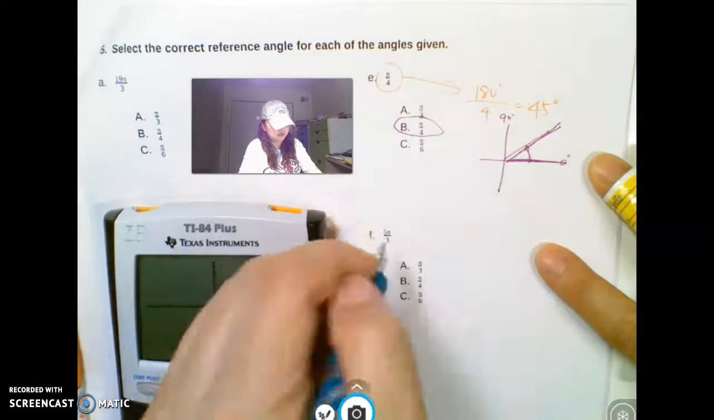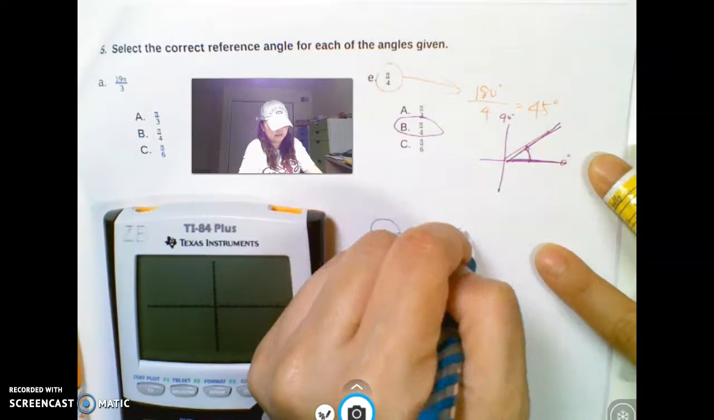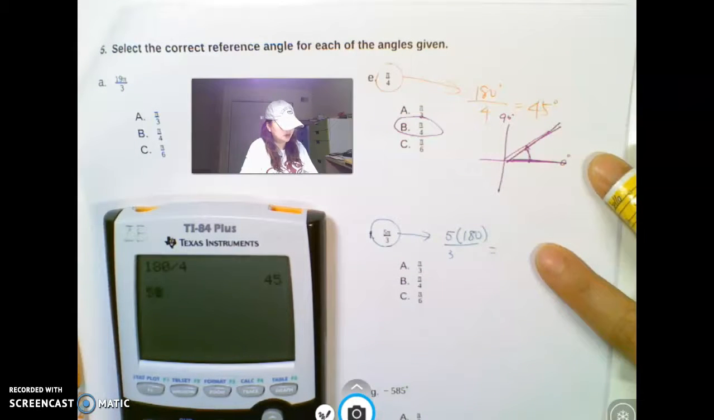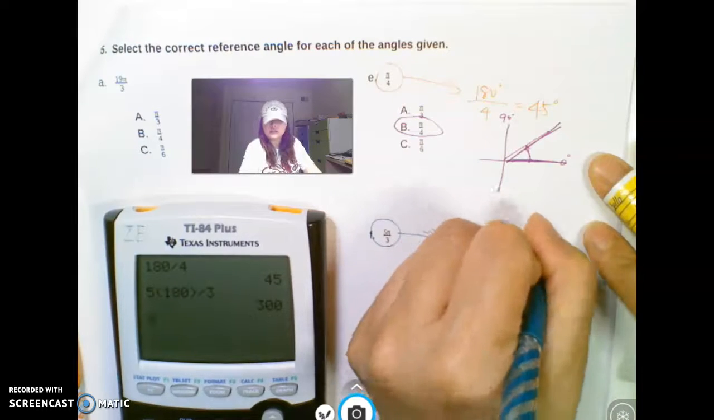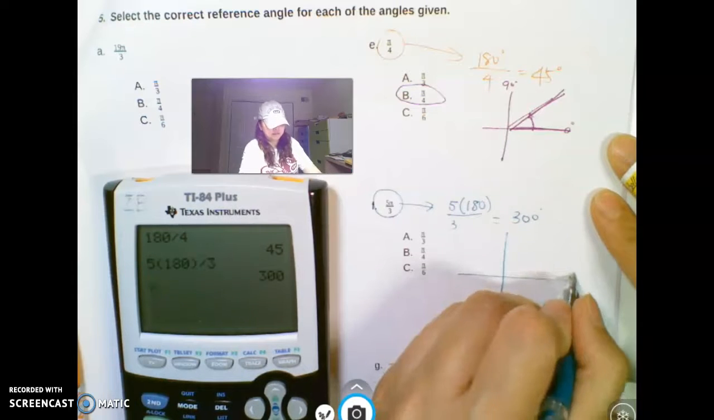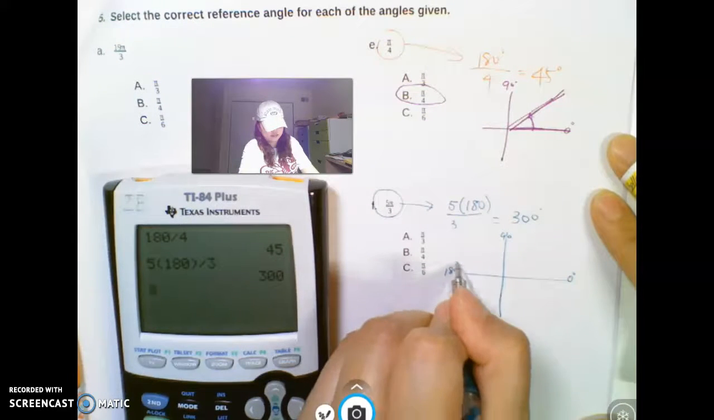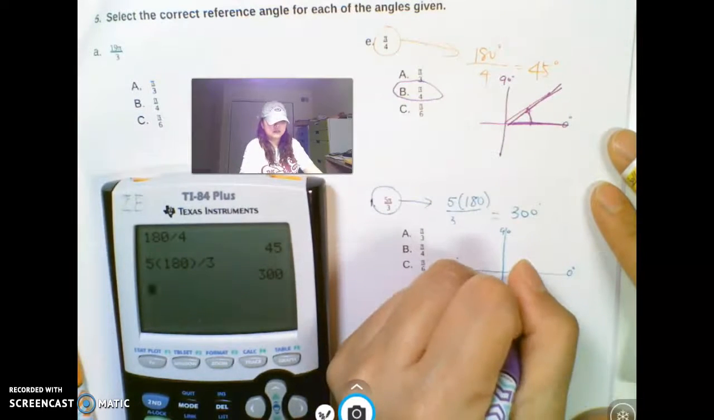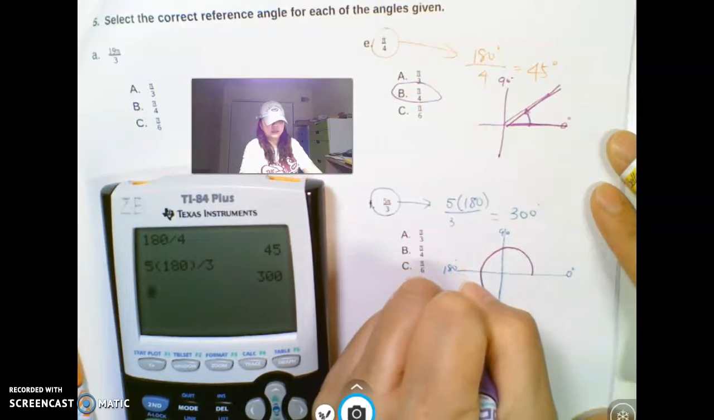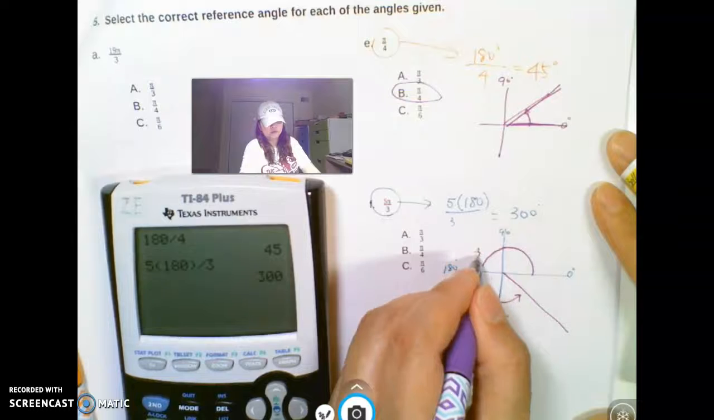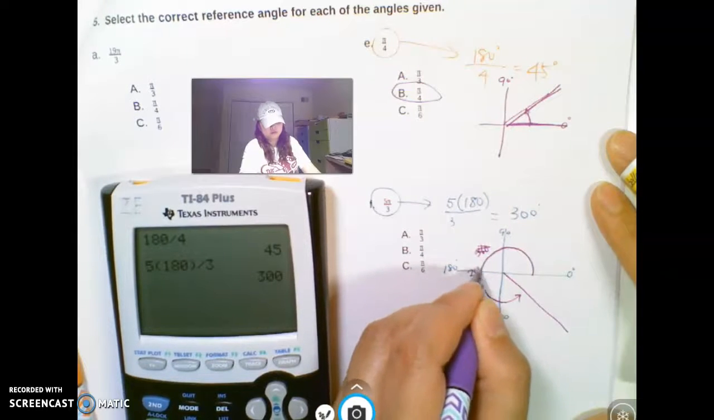All right, let's do F. 5 pi over 3. Replace pi with 180: 5 times 180 over 3. That is 300 degrees. Here we have 0, 90, 180, 270. Where is 300? If you start from 0 and go all the way around, past 180, past 270, 300 would be right there somewhere. The purple is 300 degrees.